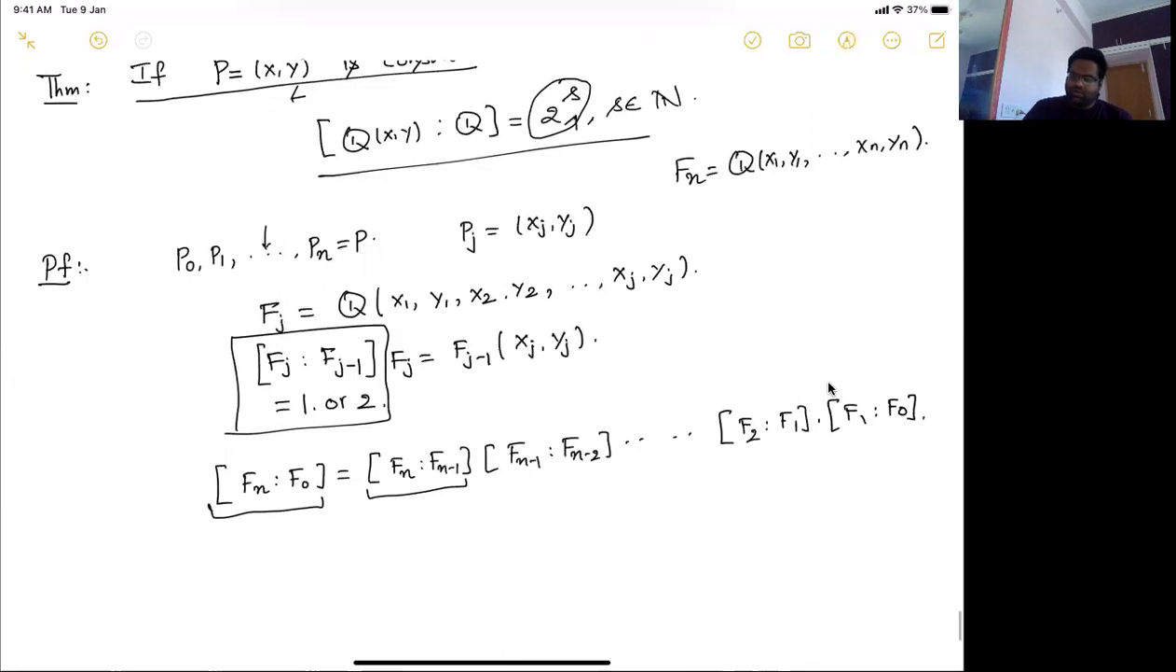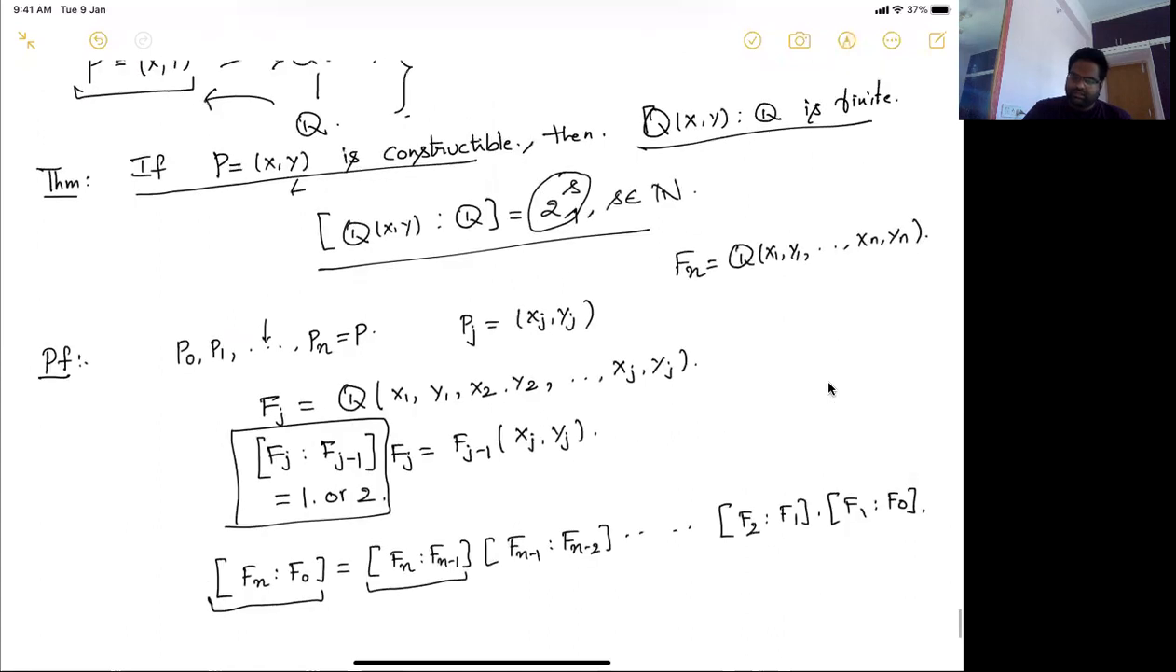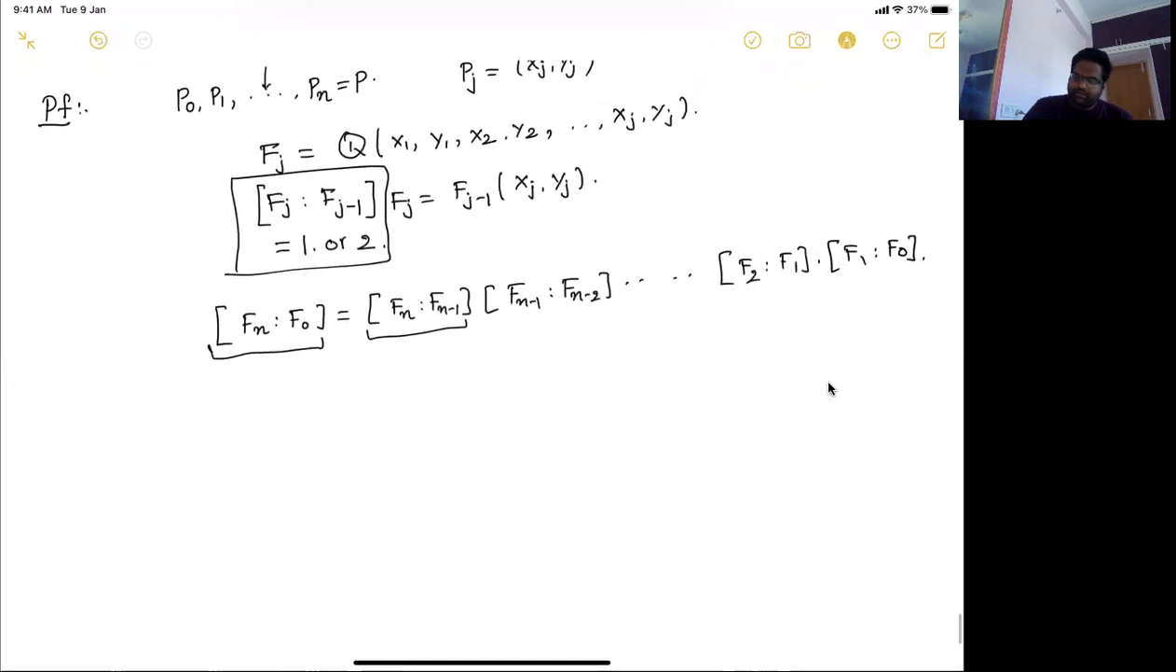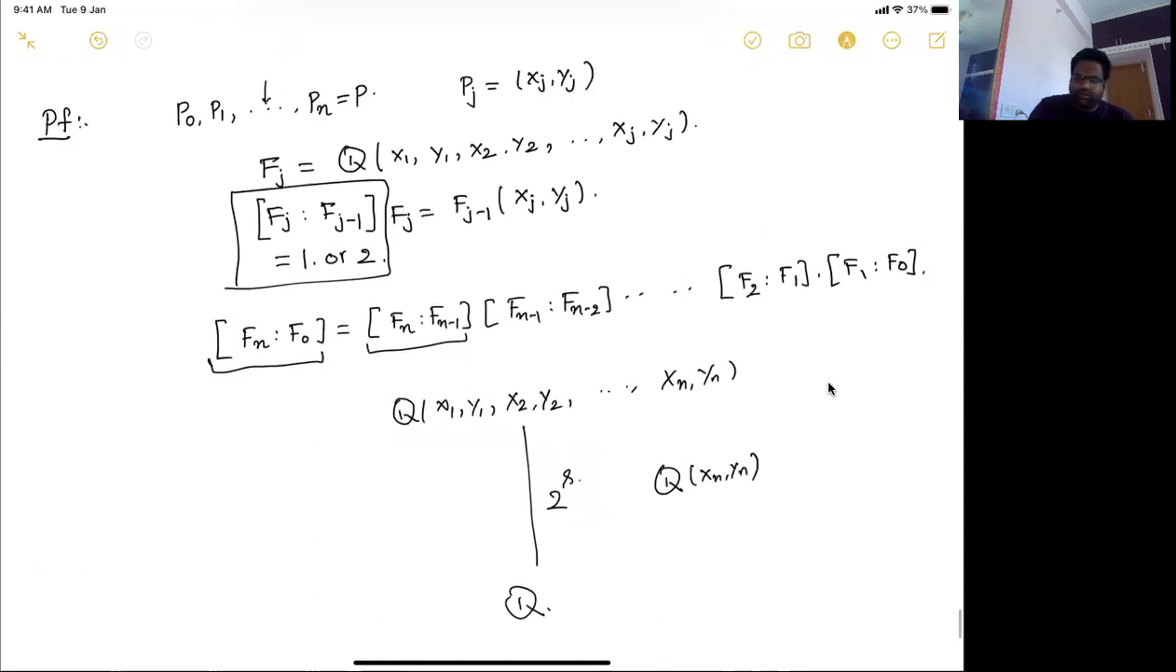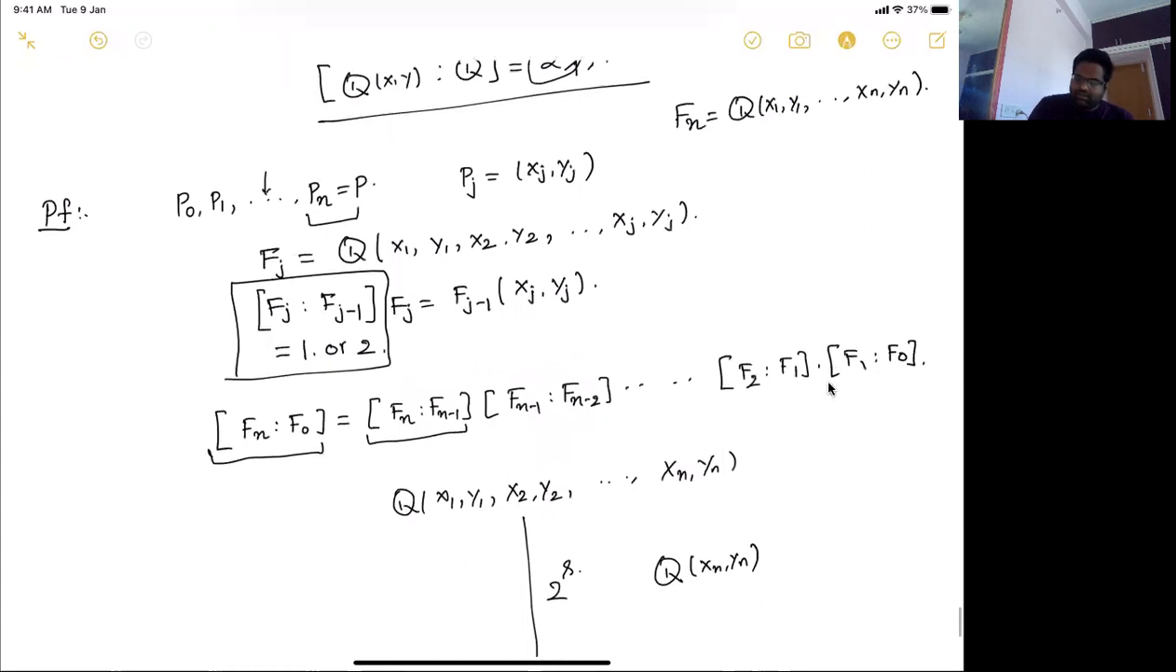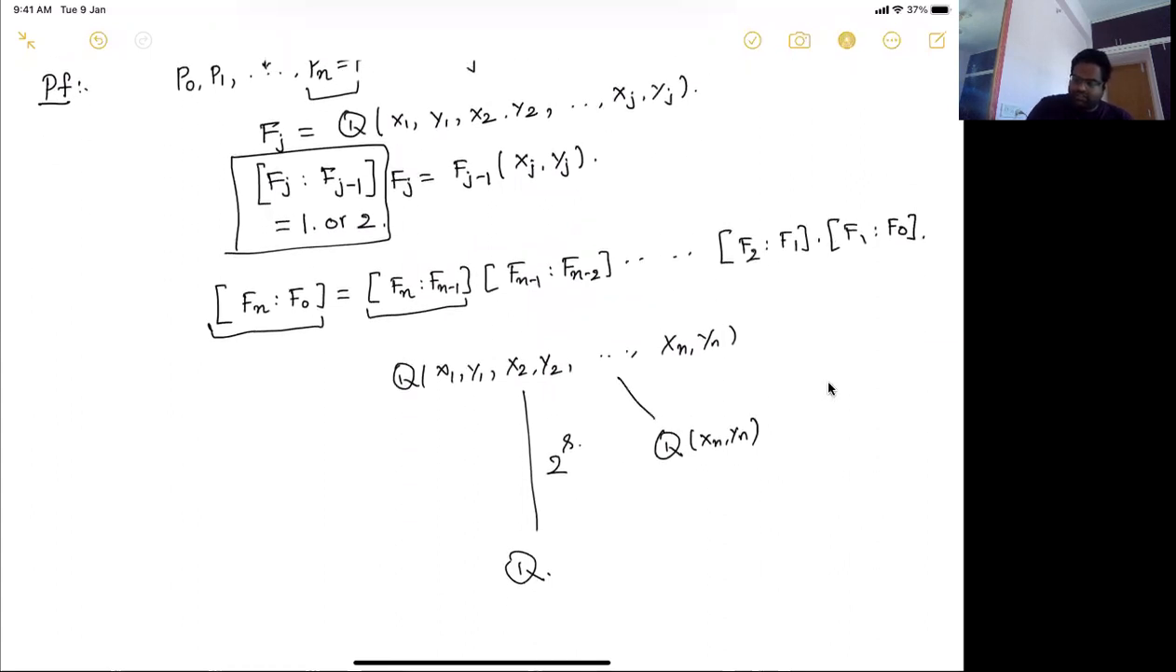Okay. Now, the important point is you want to show that Q(x, y) is finite. So, my F_n consists of all these points. So, this is my Q. This is of the degree 2 to the power of s for some positive integer s. And then I want to show that Q(x_n, y_n), which is my constructible point here, is a subfield of this.